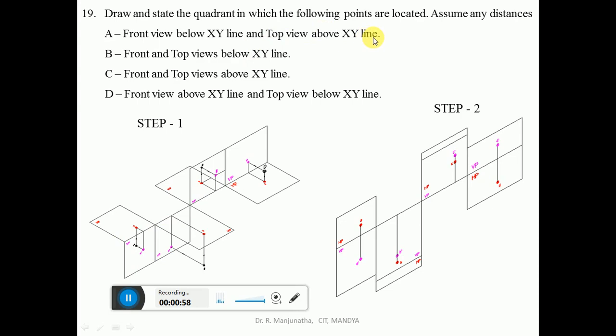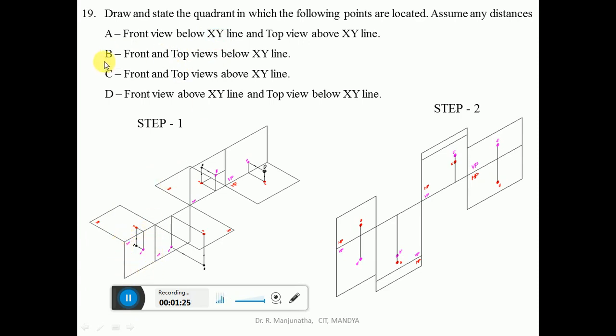And top view is above xy line. So here the image of the top view will be on HP, so it comes above xy line. So that HP will be above and VP will be below. This is possible only in third quadrant. So obviously this is in third quadrant. You can see here this is the horizontal plane and this is the vertical plane.